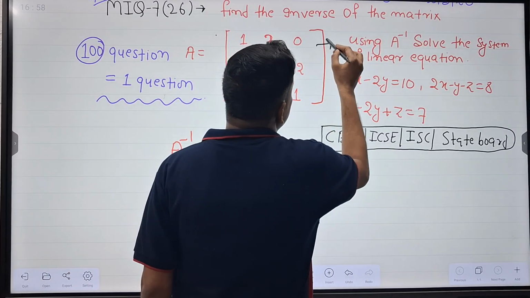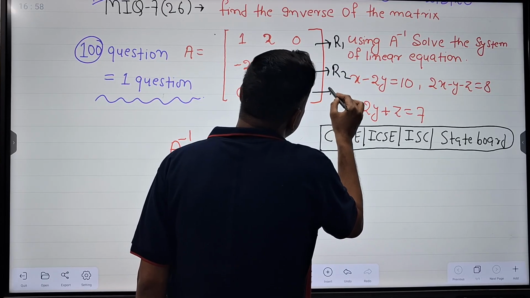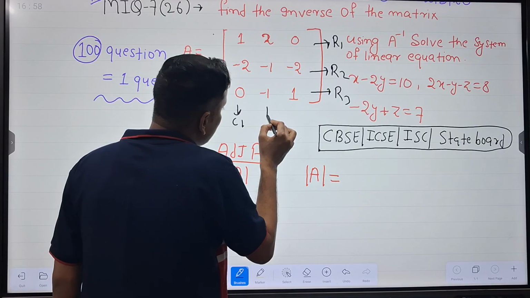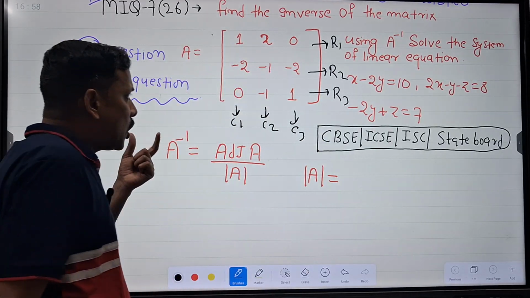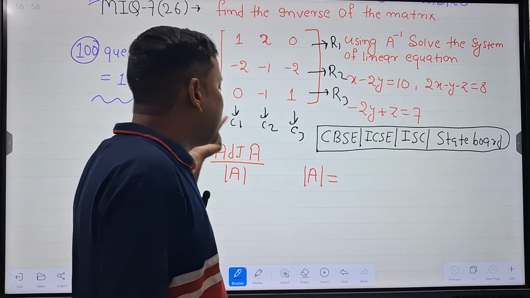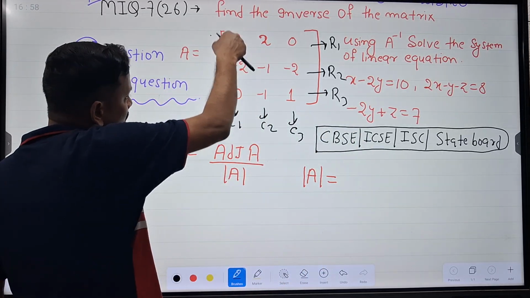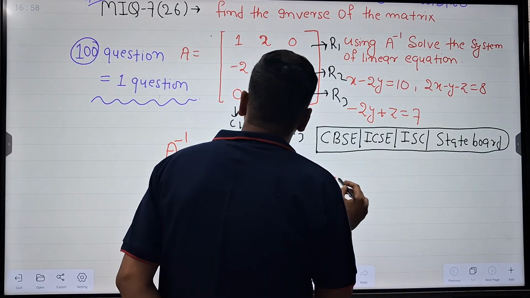As you know, there are 3 rows and 3 columns. This one is R1, this one is R2 and this one is R3, and this one is column 1, column 2 and column 3. Along any row or any column you can find the determinant. So I am solving along column 1. How will I find the mod of A?